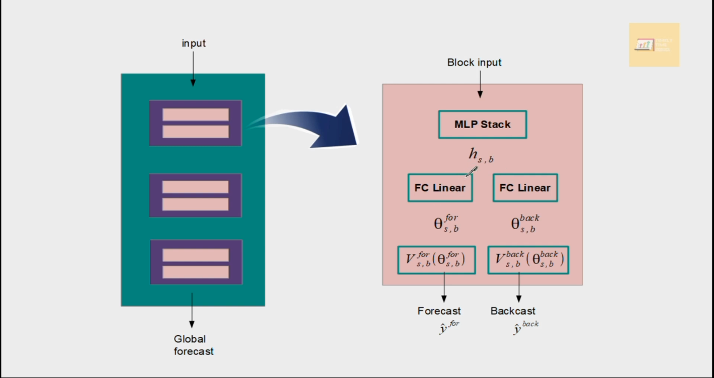Okay, and then this output would go to two different places. They're exactly the same actually, fully connected layers with linear activation function, but their task is different. One is for learning the coefficient for forecast, denoted by theta f, and the other is to learn the coefficient for the backcast, so theta b.